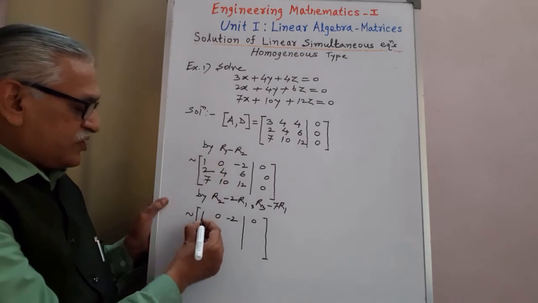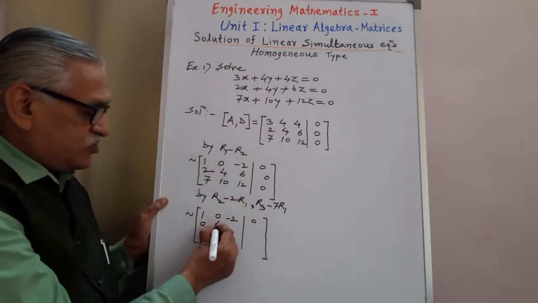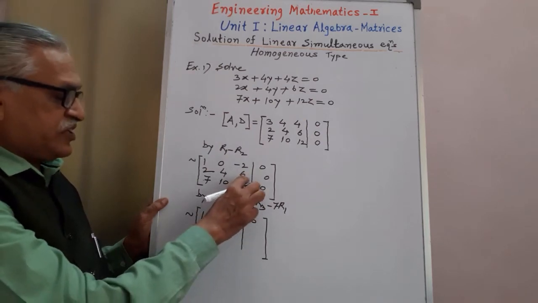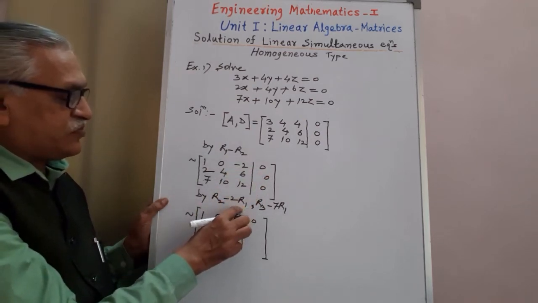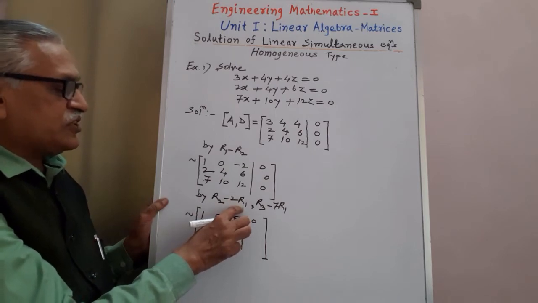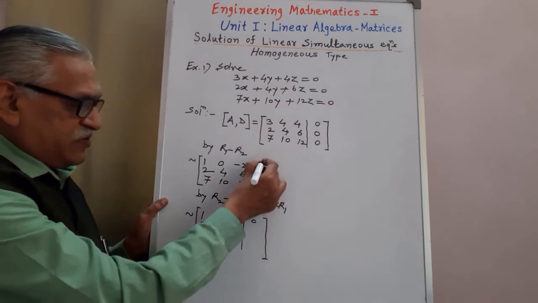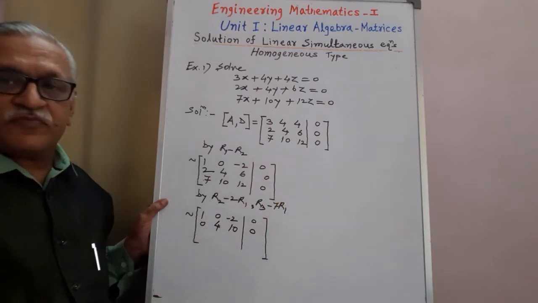2 minus 2 times 1, 2 minus 2 we get 0 here. 4 minus 2 times 0, 4 minus 0 we get 4. 6 minus 2 times minus 2. Minus minus it becomes plus 2 times 2 is 4. 6 plus 4 we get 10. 0 minus 2 times 0, 0.